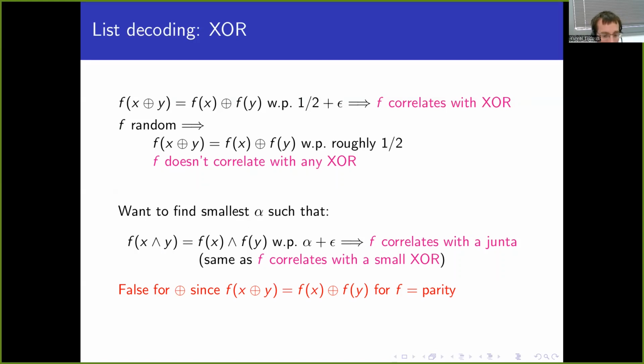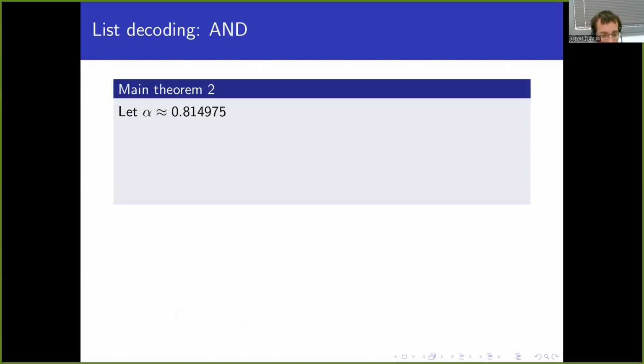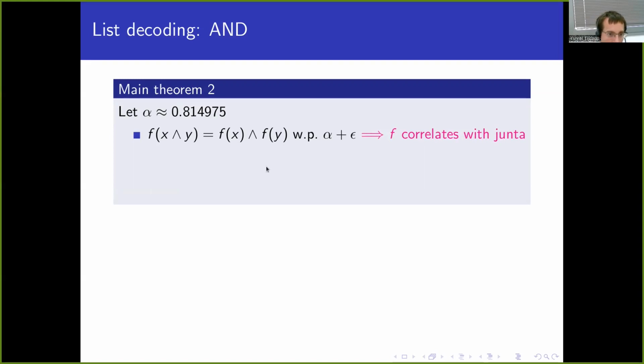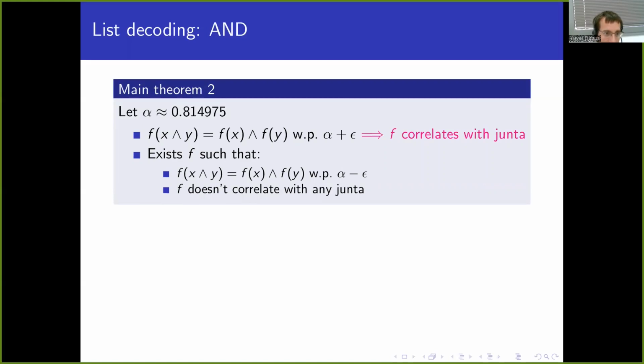So what's the best value of alpha? Here it is. It's approximately 0.814975. So this is our second main theorem. Now let's state it formally. This is our constant alpha. On the one hand, if this equation here holds with probability above alpha, then f has to correlate with a junta. On the other hand, we can find some f such that this equation holds with probability almost alpha, but f doesn't correlate with any junta.